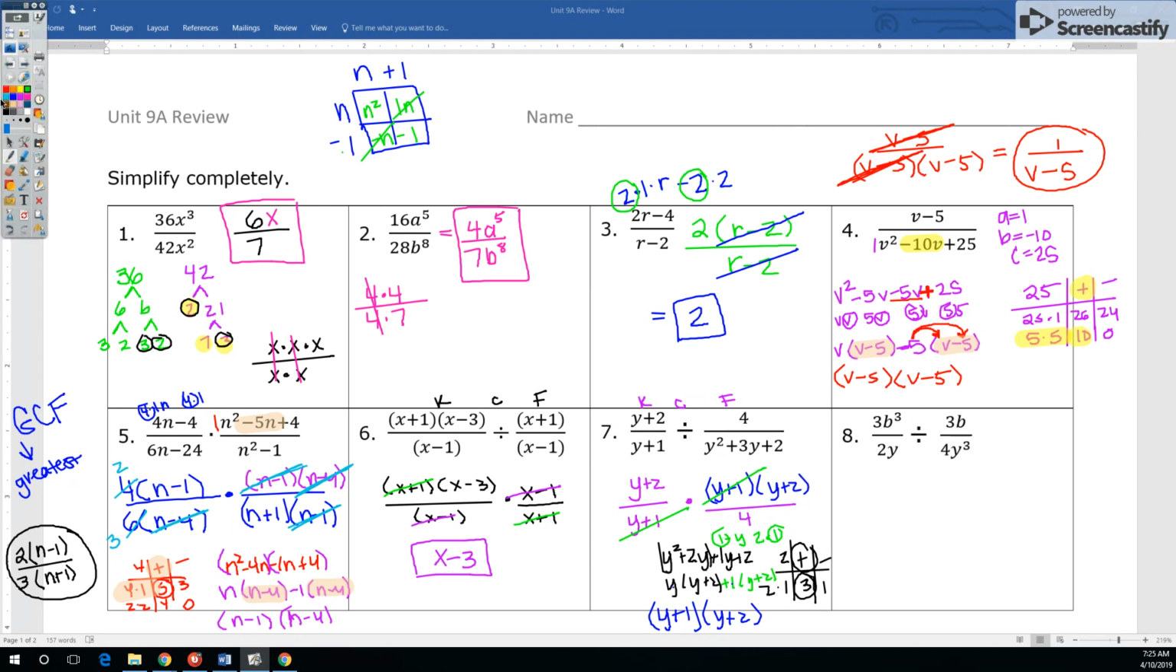So that's actually everything that I'm left with here. I'm left with y plus 2 in the numerator. I can actually write that as y plus 2 squared. And then I'm left with a 4 in the denominator. So there's my answer.